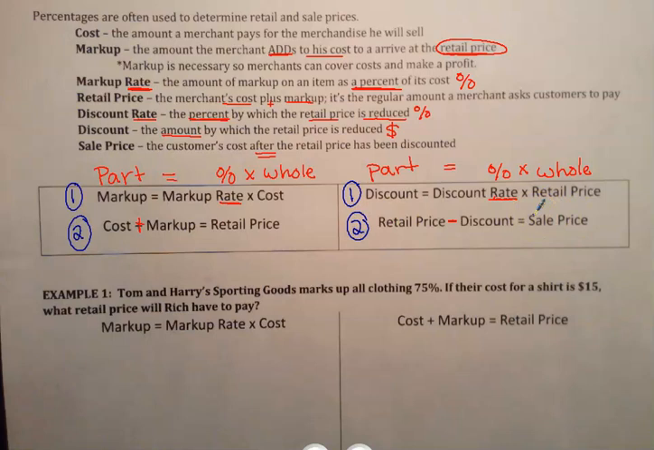All right, so let's look at example 1. Tom and Harry Sporting Goods marks up all clothing 75%, so this is a rate. If their cost for a shirt, so here we have cost, is $15, what retail price will Rich have to pay? I've got it broken down for us, giving you the formulas that you need to start off, really guiding you through to help with this.